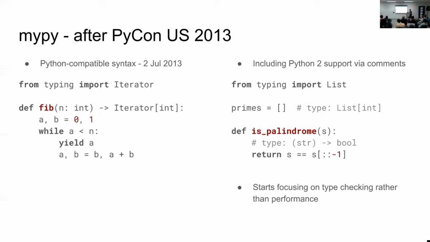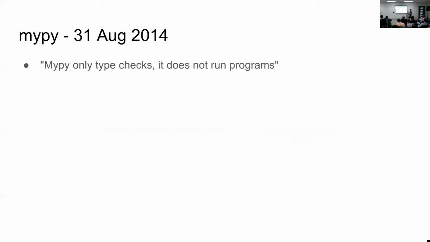And yeah, the focus starts to shift after PyCon US. The focus of Mypy starts to shift from performance to type checking. And in 2014, a blog post said: Mypy only type checks. It does not run programs. Use Python to run your statically typed programs. So eventually they decide to just drop the entire performance goal, which is interesting.